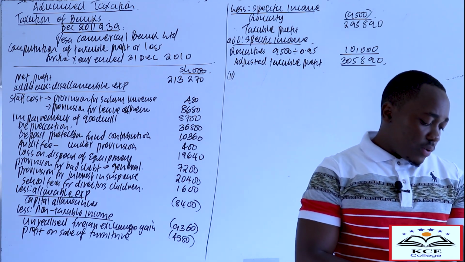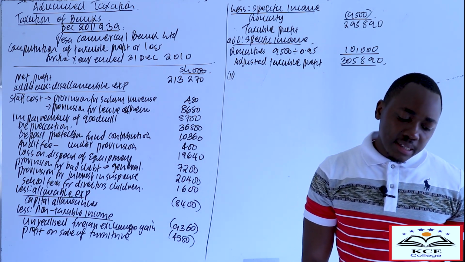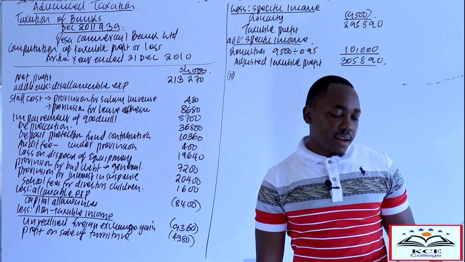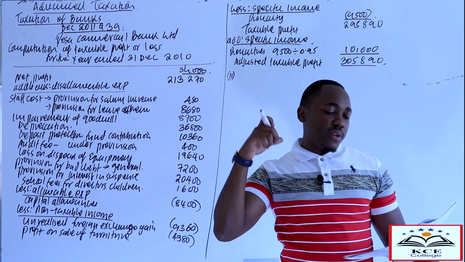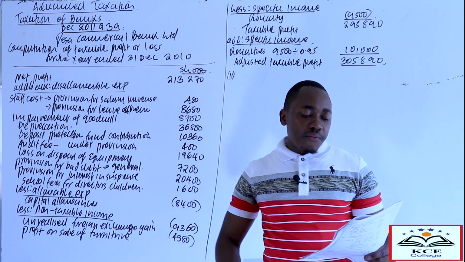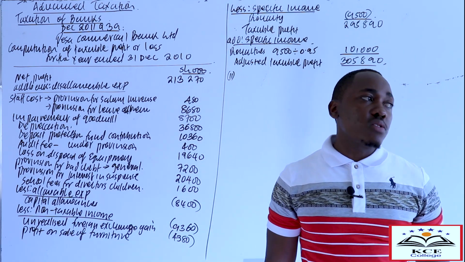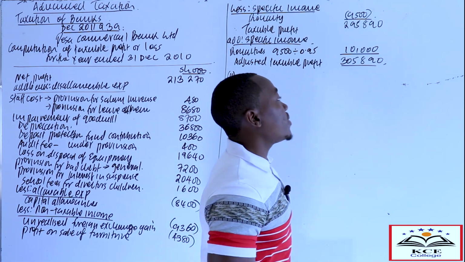Now, part two of the question, you are told that assuming Pesa Commercial Bank Limited taxable profit for the year ended 31st December 2009, that's at the end of last financial year, was 560,000. Calculate the final tax that was due on or before 30th of June 2011. In short, the question is asking about the installment tax.